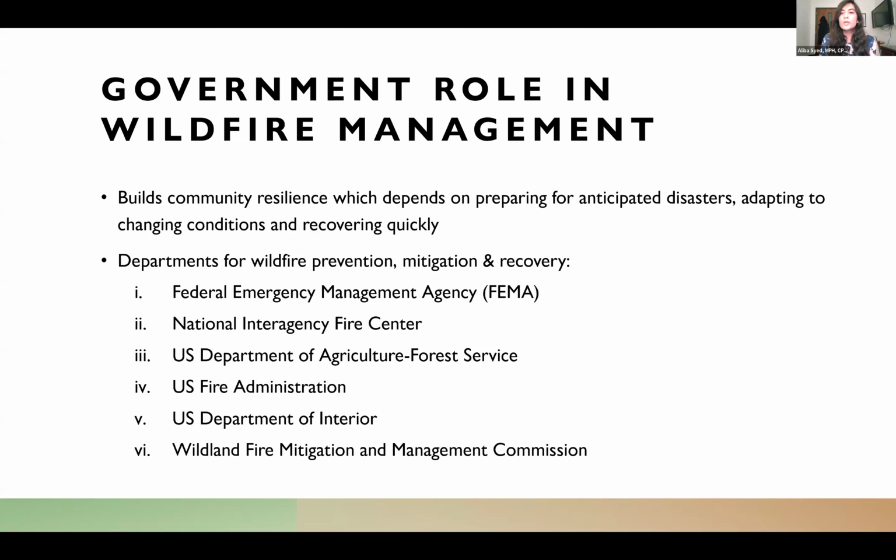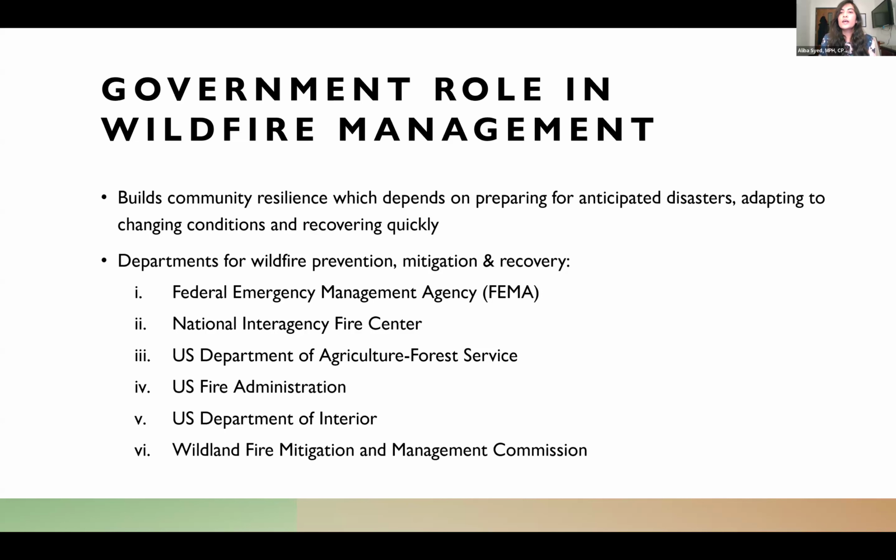So FEMA can provide people, equipment, technical help, and grants for wildfire mitigation and response efforts. The National Interagency Fire Center holds fire suppression resources and has a weather monitoring base to review weather patterns for assessing wildfire risk. Forest firefighters respond to fires in national forests and grasslands. The Fire Administration provides resources and grants to reduce the impact of wildfires in communities.